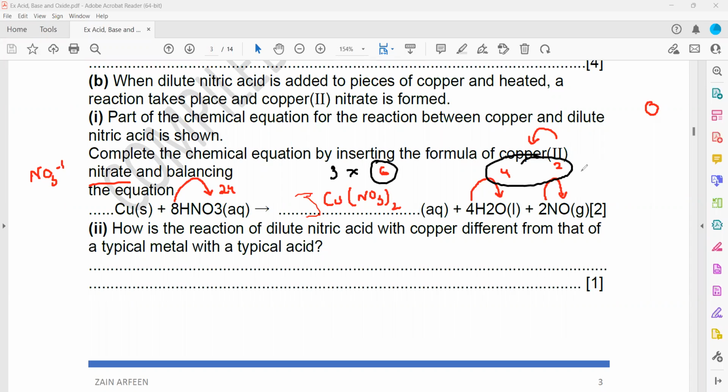So 24 oxygen on the right hand side and 24 oxygen on the left hand side. Then the other elements are already balanced other than copper, which is 3. So we just put 3 here. So copper is also balanced. So this equation is balanced in terms of all the elements or atoms.